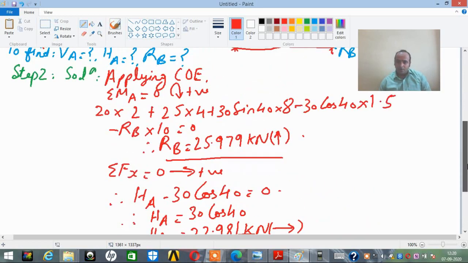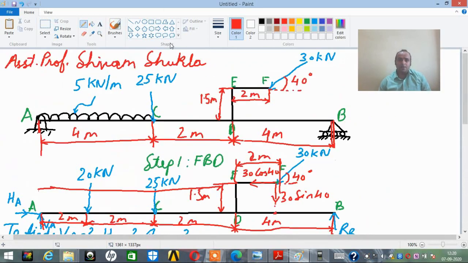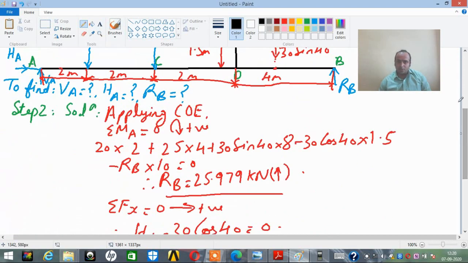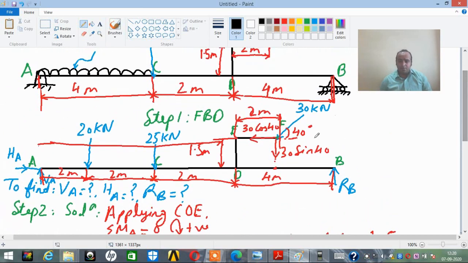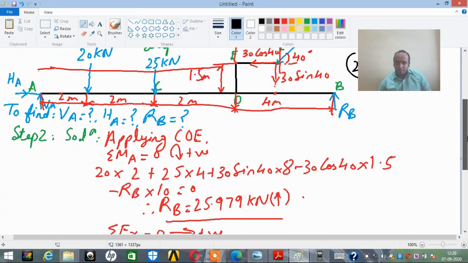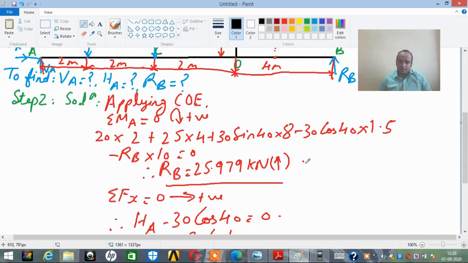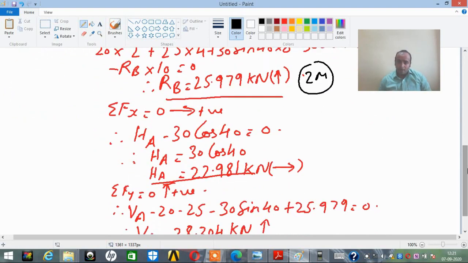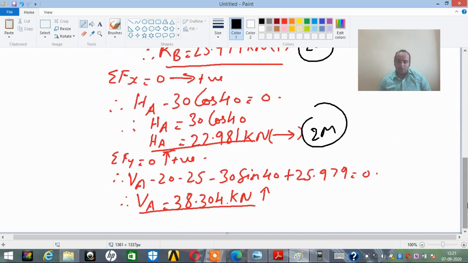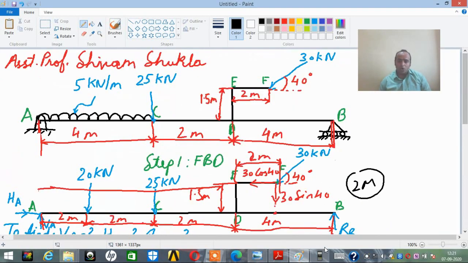Just let us write down the marks distribution, since this problem is for 8 marks in the university paper. One by one, let us write down the marks. This entire FBD, which is the main game changer of this problem, will carry 2 marks. Along with the equation with the correct value, 2 marks for RB. Along with the equation, correct value of HA, 2 marks. Last but not the least, this value carries 2 marks. So here it is, friends. This is how the problem will be solved.